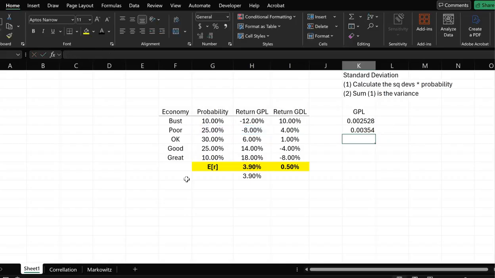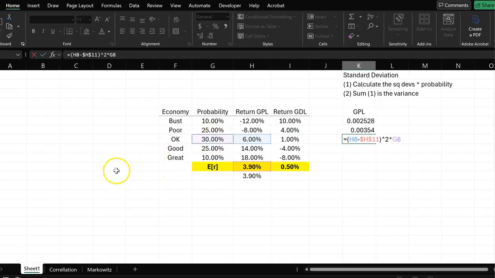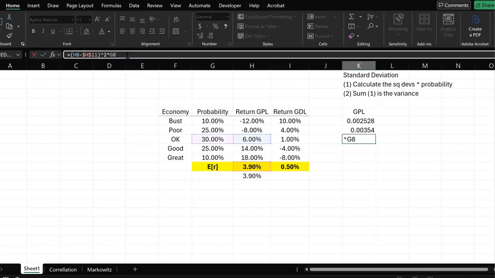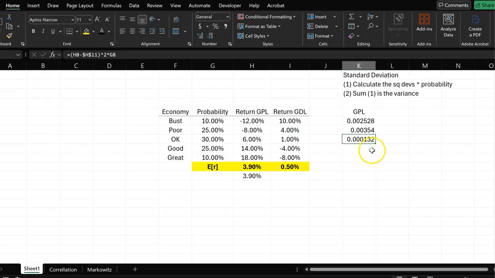Now there's actually a faster way to do this in Excel. So for the next one down, I'm going to take 6% and subtract the expected return. I'm going to put dollar signs around that expected return so that when I copy this down, it won't move that one. It'll always look in H11 for the expected return, but it'll move where it's looking for the return. I'm going to square that and multiply times the probability. Now with the dollar signs in there, I can just copy this formula down.